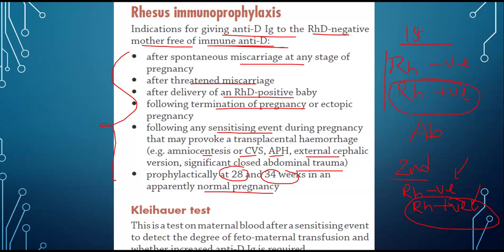And how much anti-D we need to give depends on the Kleihauer test. After a sensitizing event, we do this Kleihauer test to find out how much fetal-maternal blood has got mixed up and what should be the dose of anti-D immunoglobulin.